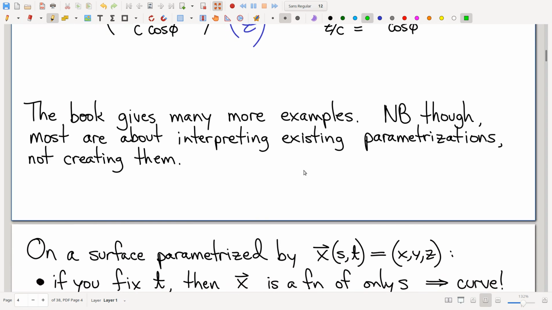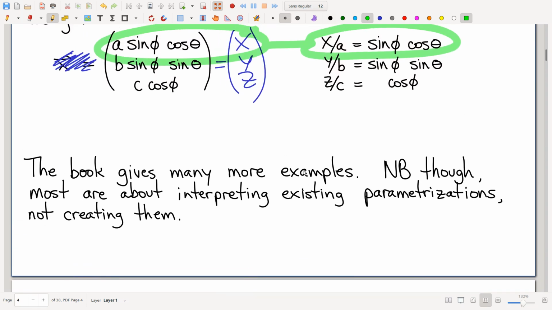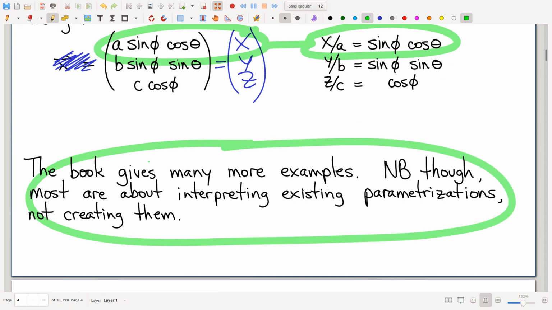All right. Yeah, so I've already made this complaint here. Again, the book's examples don't help you find parameterizations. The book's examples help you interpret parameterizations that you might be given. But I think in the real world you need to make parameterizations, and that's what we've been talking about here.